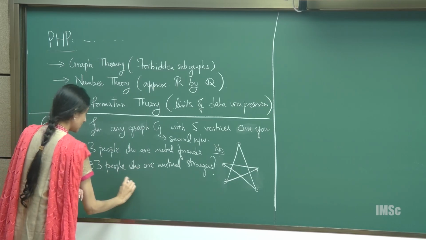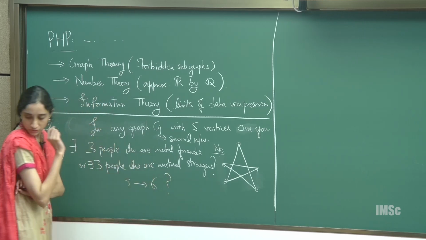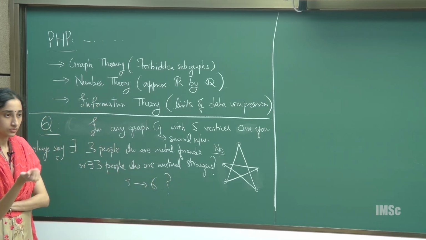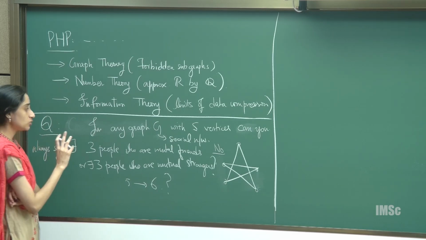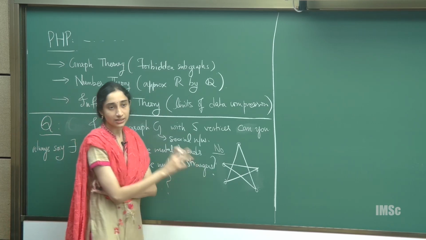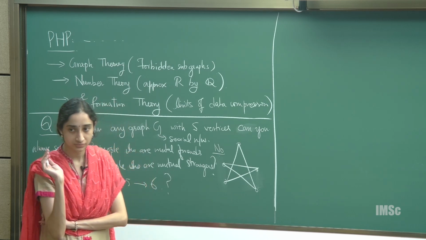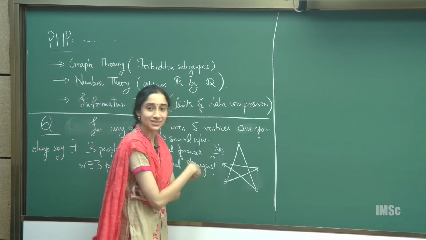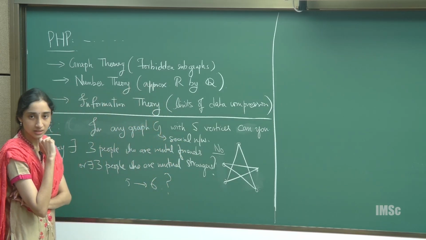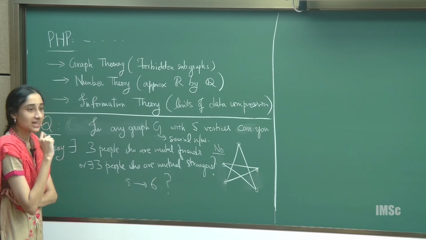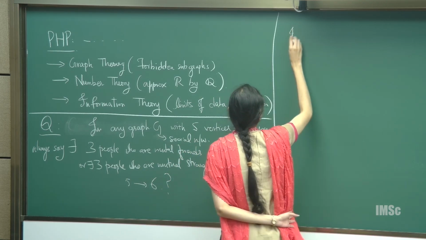It's the same question with 5 replaced by 6. So is the question clear? Now we want to say pick any graph on 6 vertices. There are always 3 people who know each other mutually, who are friends, or 3 people who don't know each other. In other words, what is this in graph theoretic language? In any graph on 6 vertices, there is either a 3 clique or a 3 independent set, right? That's what we want to show. I mean, is that true?